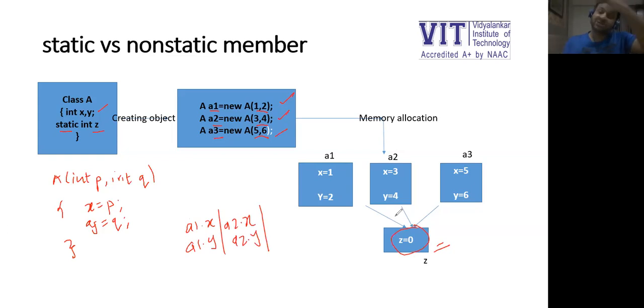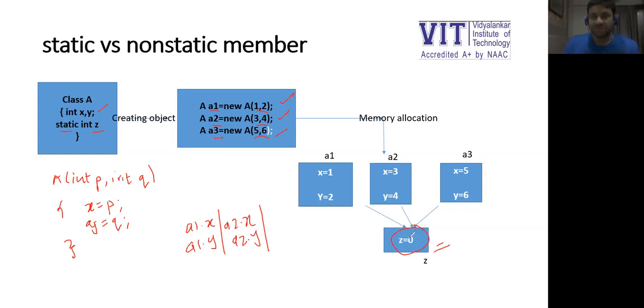The non-static members are created per object. So for class A, there is one static member Z created, initialized with 0. Now, if I ask what is the value of Z for A1, it is 0; for A2, it is 0; for A3, it is 0. Now, it does not mean that we cannot change the value.